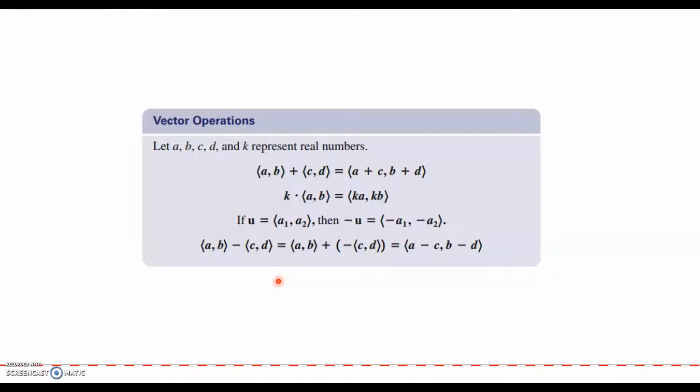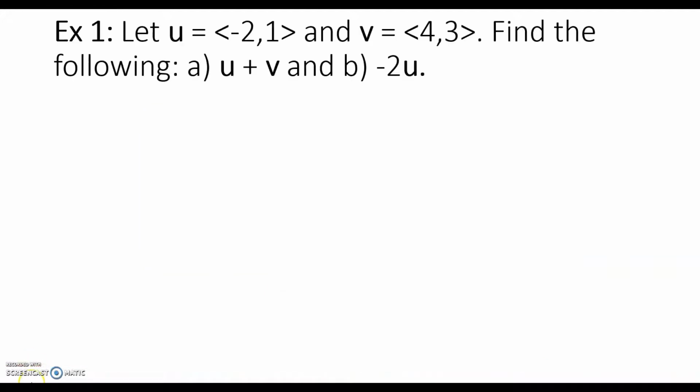And so we're going to work a few examples. For this first example, we want to let the vector u be defined by (negative 2, 1), and the vector v be defined by (4, 3). We want to find the following: u plus v, and we also want to find negative 2u, okay?